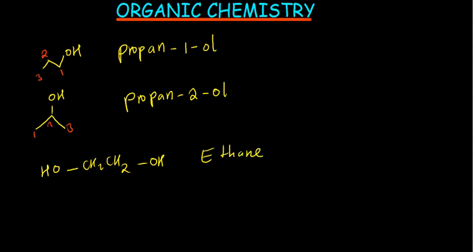Now when we've got 2 or more hydroxides, we don't drop the E at the end. So this will just be ethane, and then state the positions of the alcohols. One is at position number 1, the other one is at position number 2, and then put di because there are 2 alcohols, diol. So that is how we get to name that one. Okay.